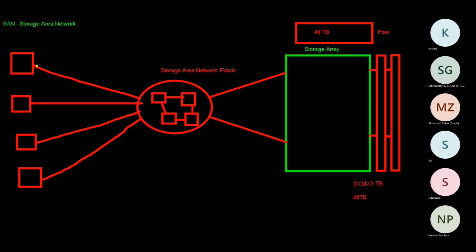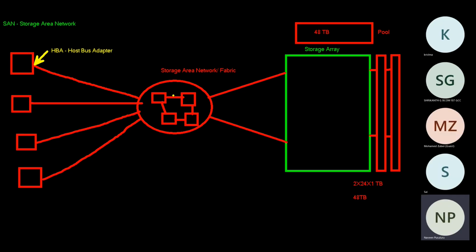Here, whatever ports I'll use on my storage end, we will call them HBAs, HBA ports. HBA means nothing but host bus adapter. With the help of this HBA port only, we can connect our server to one of the switches in the storage area network. We'll talk about switch as well.